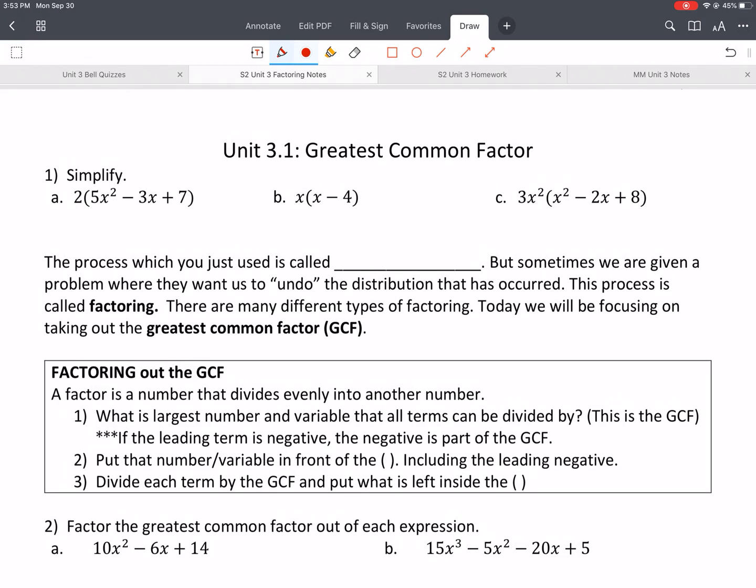All right, welcome to Unit 3. We're going to be talking about factoring. We'll start by covering the greatest common factor and grouping.